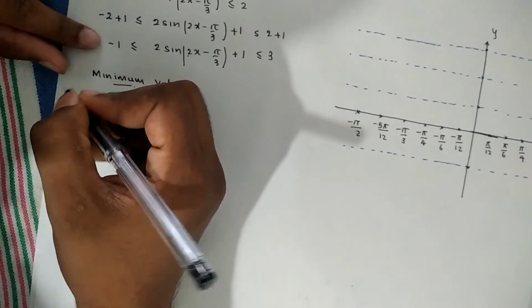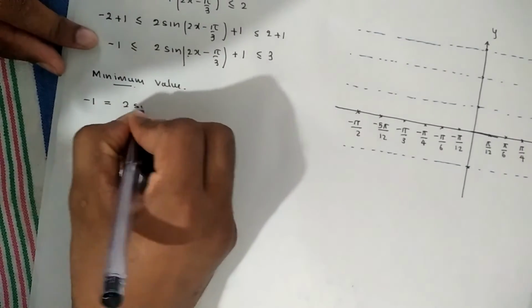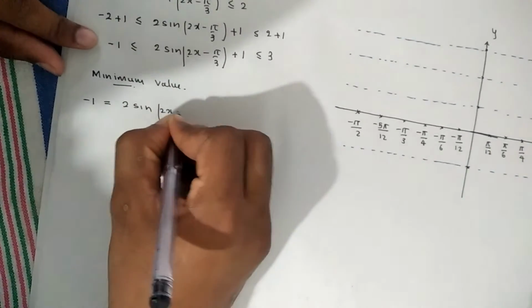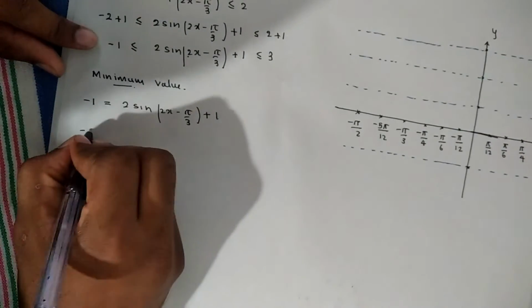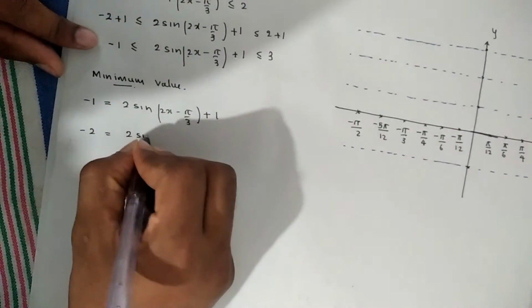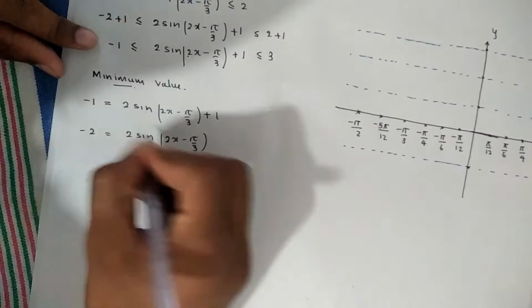So now you know that the minimum is −1. So −1 must be equal to 2 sine(2x − π/3) + 1. If you take it to the other side, −2 is equal to 2 sine(2x − π/3). Divide both sides by 2.